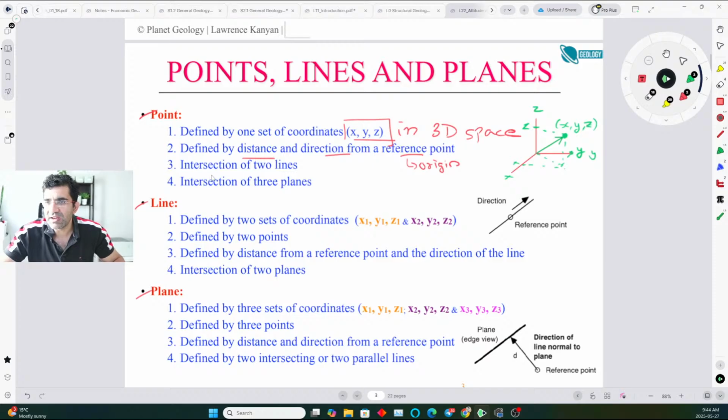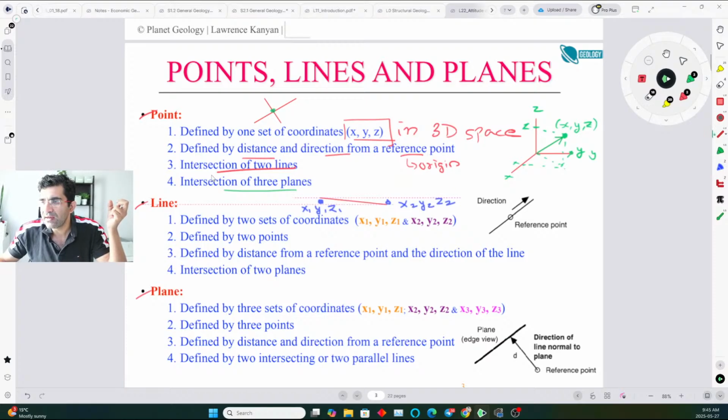So if two lines intersect, you will get a point. If these are two lines, they are intersecting at a single point. Or it could be the intersection of three planes. When you go to a line, it will be defined by two sets of coordinates. If you join two points, you will get a line. So if you have one point defined by x1, y1, z1, and another point x2, y2, z2, you can join them by a line.